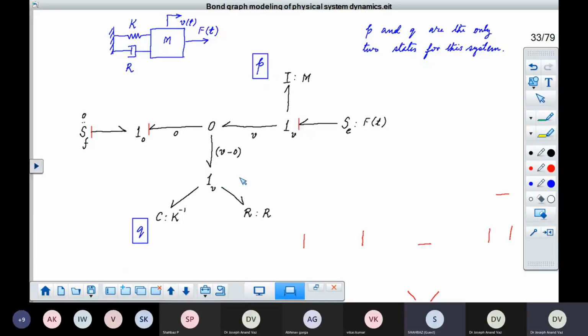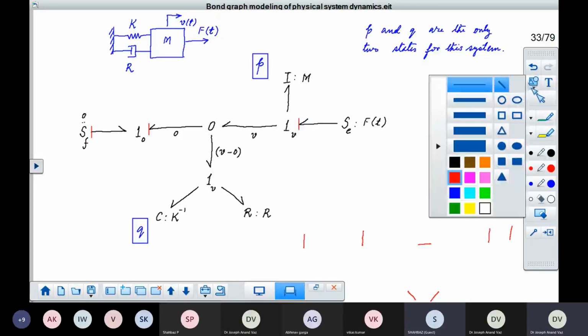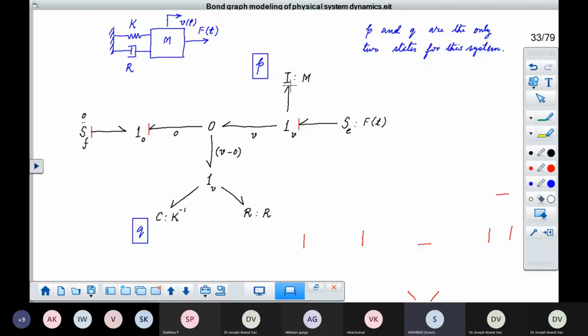Again, we are stuck here. So now what we will do is start causing the I and C elements. Now we could start either way, either with C or I. So let us start with this I element. Place a causal stroke here. So we'll take a causal stroke. And so a flow has come into this one junction.